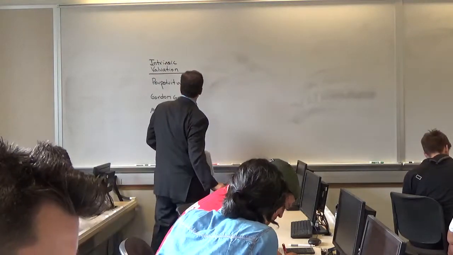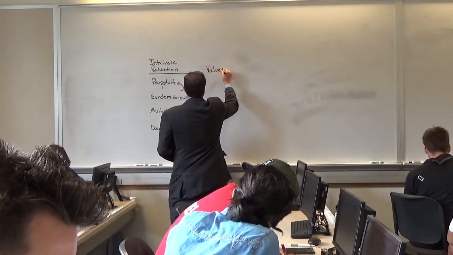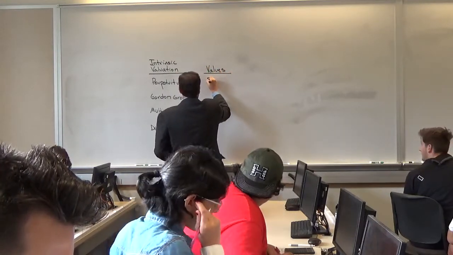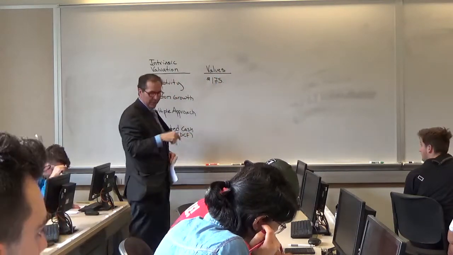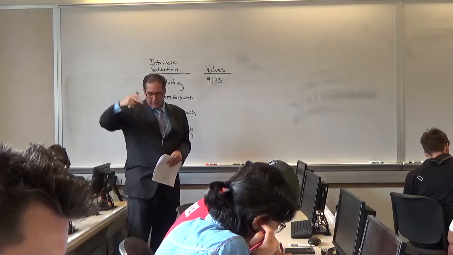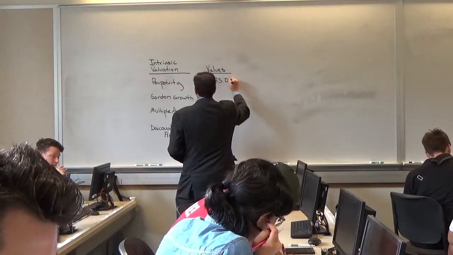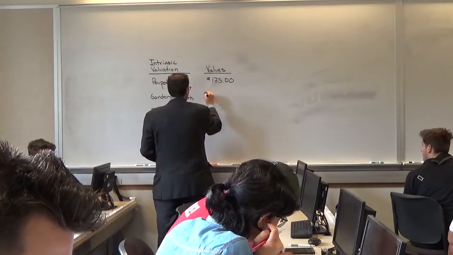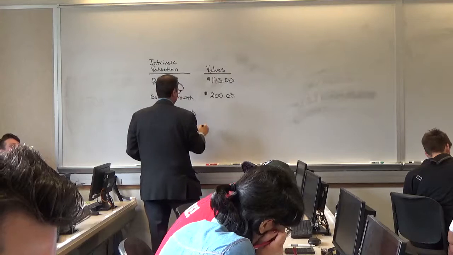And then what were the values? For perpetuity, 175. For Gordon growth, 200. 175, do we have any pennies? Because we like to do two decimal places. 175 flat. Okay. And then what about the Gordon growth? 200. Okay. And what would we come up with for the multiple approach?